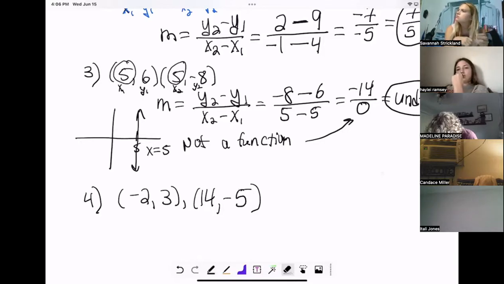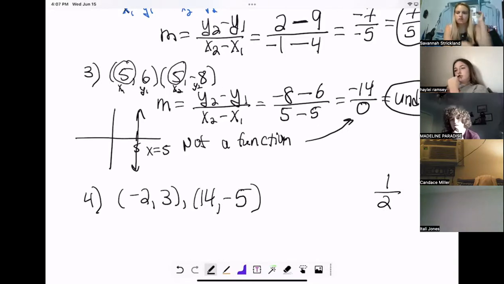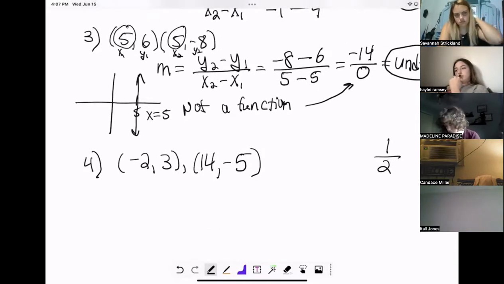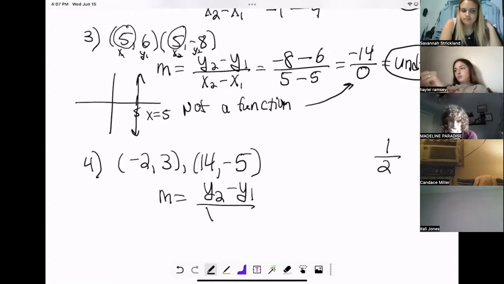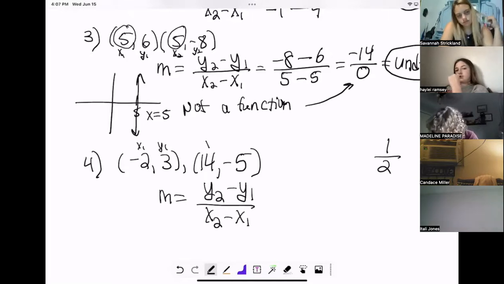Okay, I'm writing the answer down. See if you guys got it. I'm not going to show the work yet. You guys get it? Yeah, good. Okay, I'm going to show you the work. So m is equal to y2 minus y1 over x2 minus x1. So x1, y1. And by the way, if you've done this for a while and you know which one's what, you don't have to put the notation down like I just did.